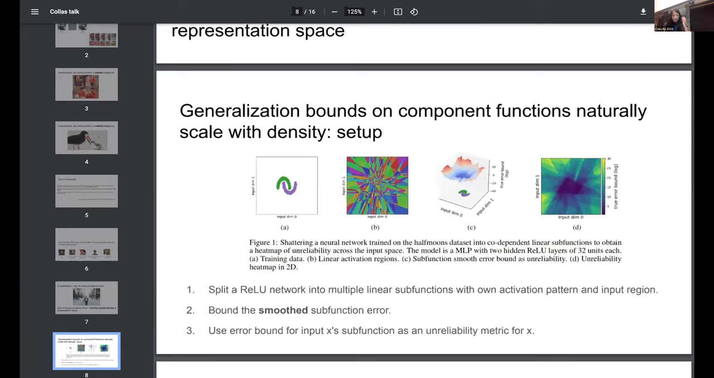The first figure shows the Half Moons training data set. The second shows the linear activation regions in input space of the trained model. The third and fourth plots show our error bound metric across input space, this prediction of generalization error.